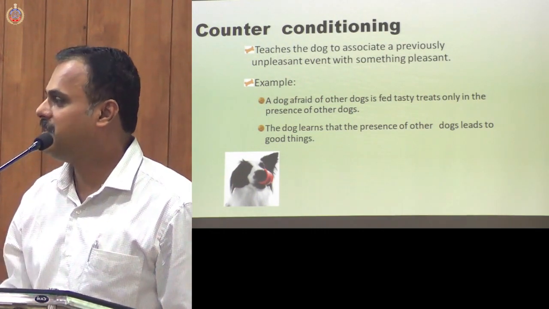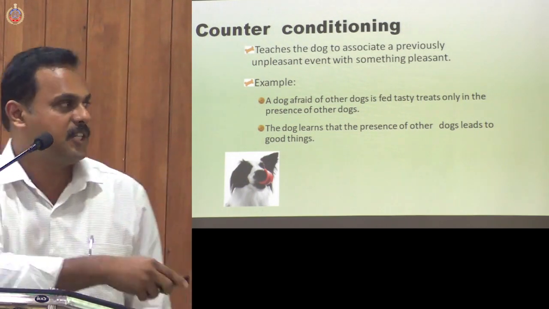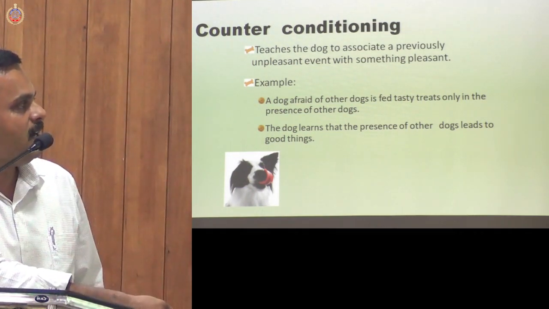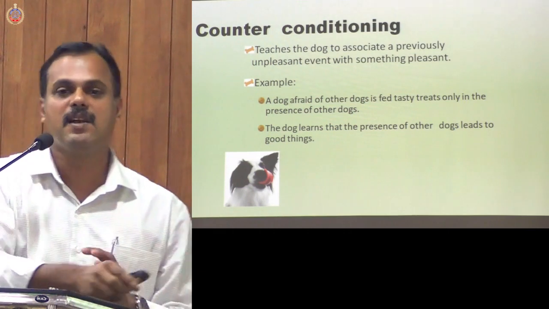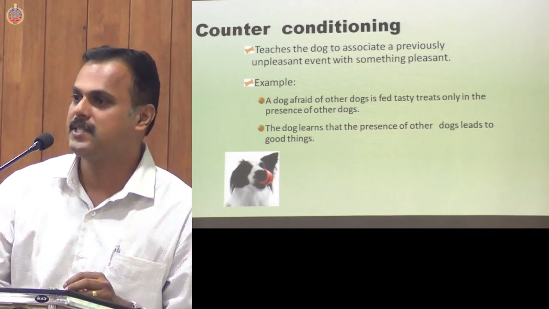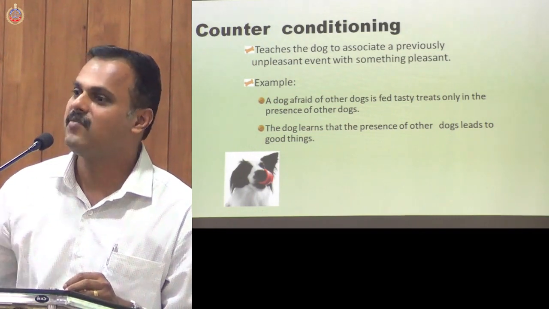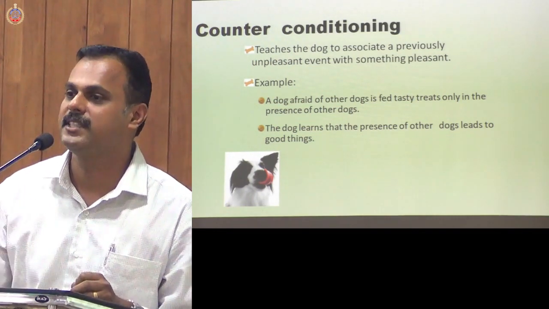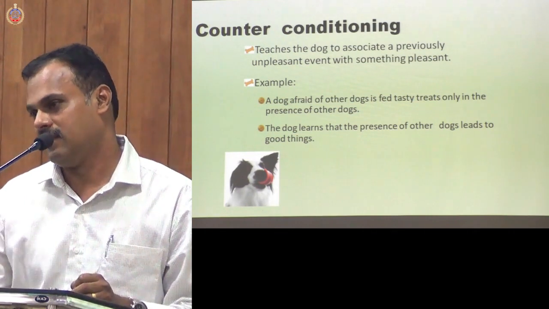So how you train it is by means of counter conditioning, in which you slowly take the animal with other dogs, one or two dogs, and start feeding in the presence of two dogs, three dogs, and finally, around three or four sessions, the dog will start taking food.